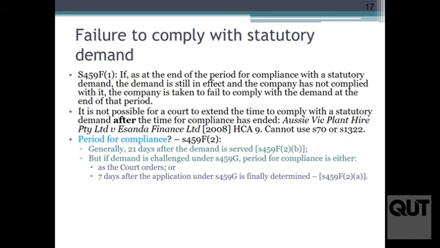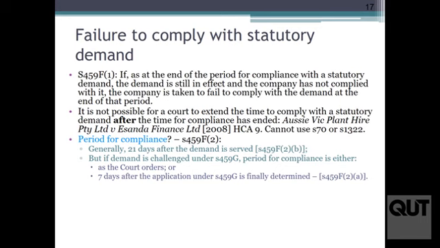And the High Court case in Aussie Victoria Plant Hire, which is on your PowerPoint at point 2, said that once the statutory demand time has expired, you cannot extend it. In this case, the company had applied to have the demand set aside, and they failed in the court and they wanted to appeal that decision. They hadn't asked the court for an extension for compliance, and it took several months before the appeal came on. Obviously, during that time, the 21 days was up.